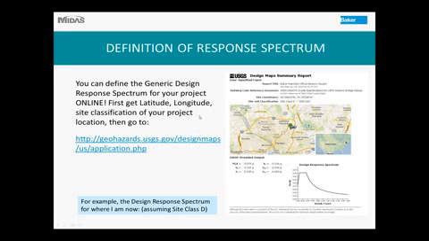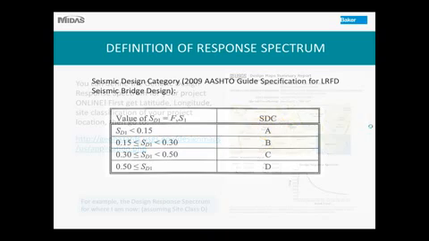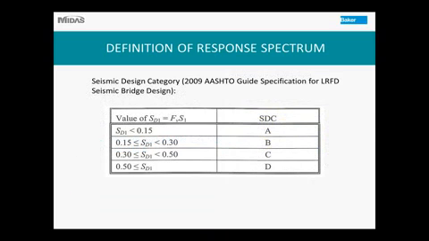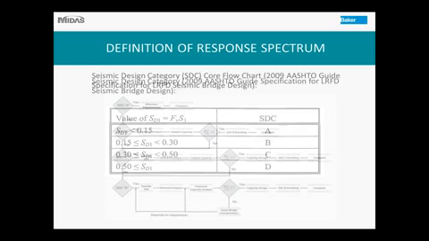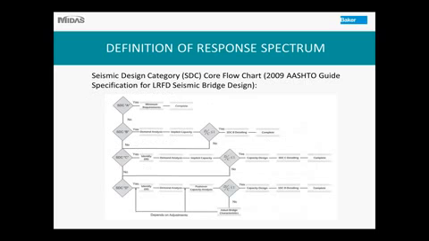to our presentations. Now, once you've got your response spectrum, the next step you need to do is define your seismic design category. In the 2009 AASHTO guide specification for LRFD seismic design, they divide the seismic design category into 4 categories, depending on your SD1, the 1 second spectral acceleration, and divide them into A, B, C, D. As the alphabetic letter goes up, the seismic intensity also goes up.